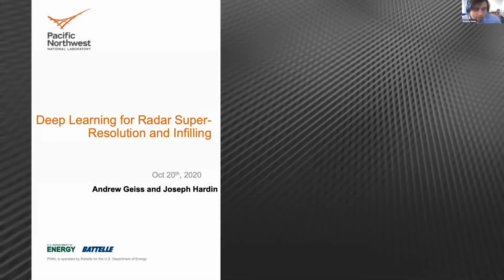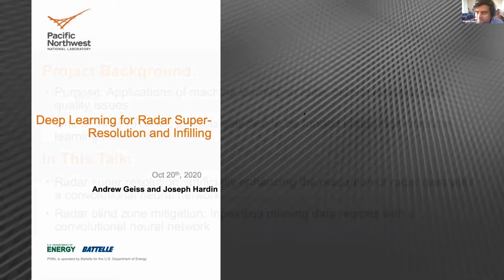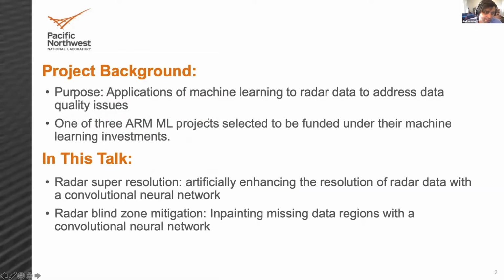All right. Yeah, so this is a project I've been working on with Joe Harden at PNNL. So some background, the overall purpose of this project is to explore applications of machine learning to radar data quality issues. And it's one of the projects funded by ARM under their machine learning investments. So in this talk, I'll be talking about a couple applications of deep convolutional neural networks. One is doing radar super resolution, and the other is doing radar blind zone mitigation.